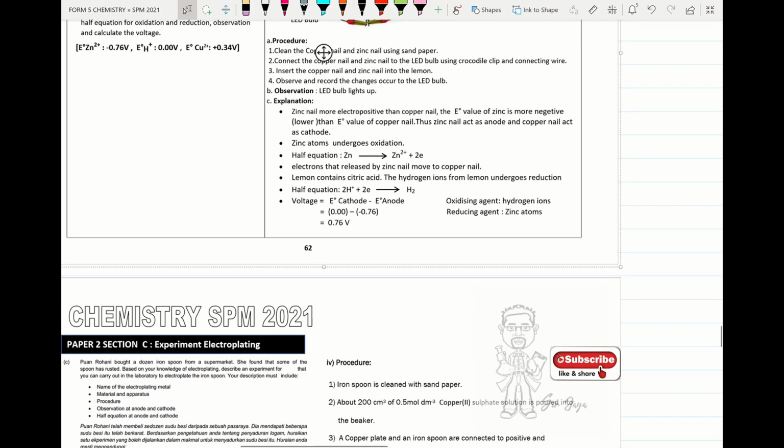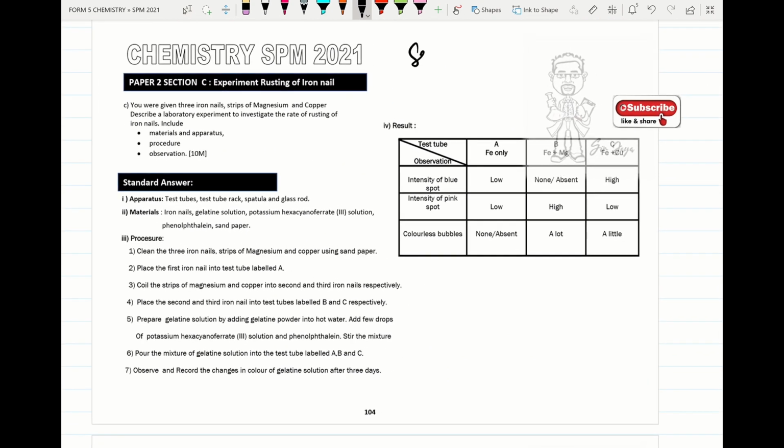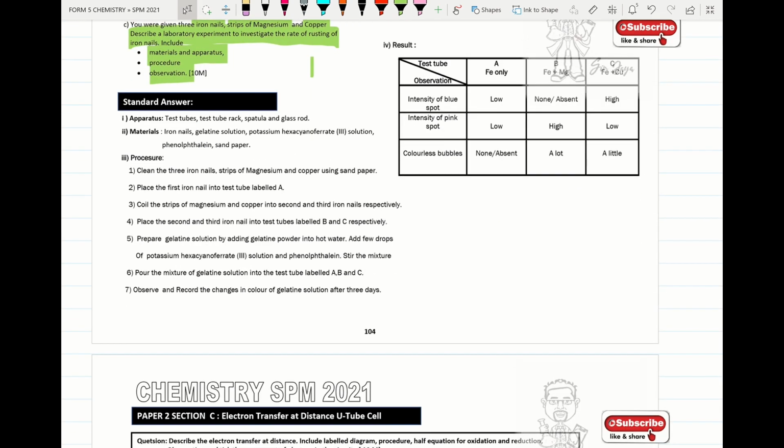We move on to the essay question related to this one. All right, the essay question, please check here. This one can come out in section C, question number 11. So an essay experiment can come out in section C. You are given an iron nail, a strip of magnesium, and copper. Describe an experiment to investigate the rate of rusting of the iron nail. Include material, apparatus, procedure, and observation.